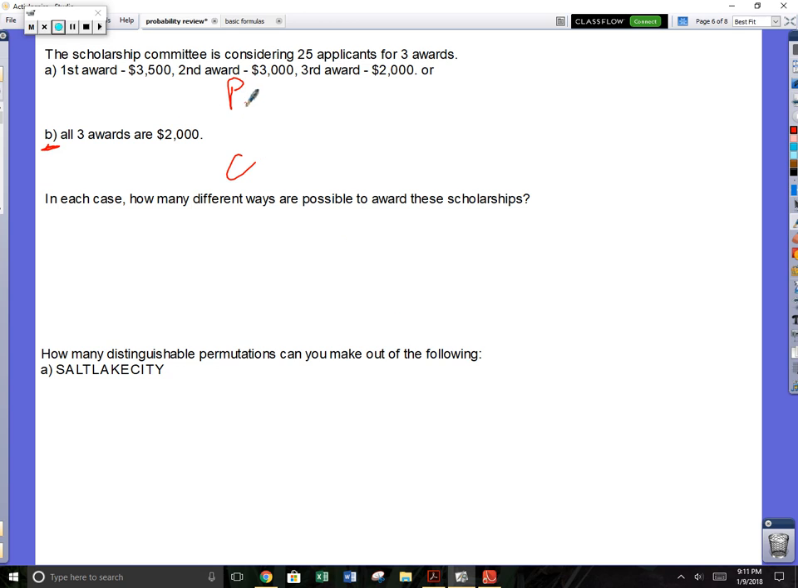Permutation, the order matters. You would much rather have $3,500. You'd rather finish first than third. This one, you don't care where you are in the top 3 because you all get the same thing. You just get $2,000. So 25 applicants, 3 awards, whatever that spits out. 25 applicants. You're going to choose 3 of them. How many different combinations are there?